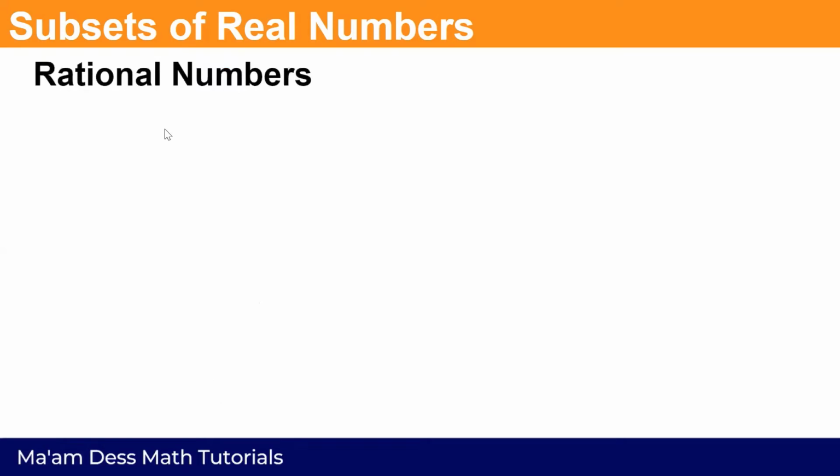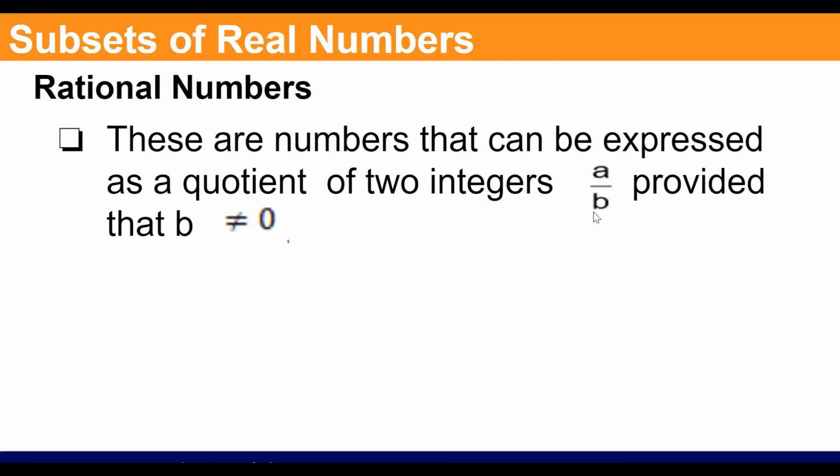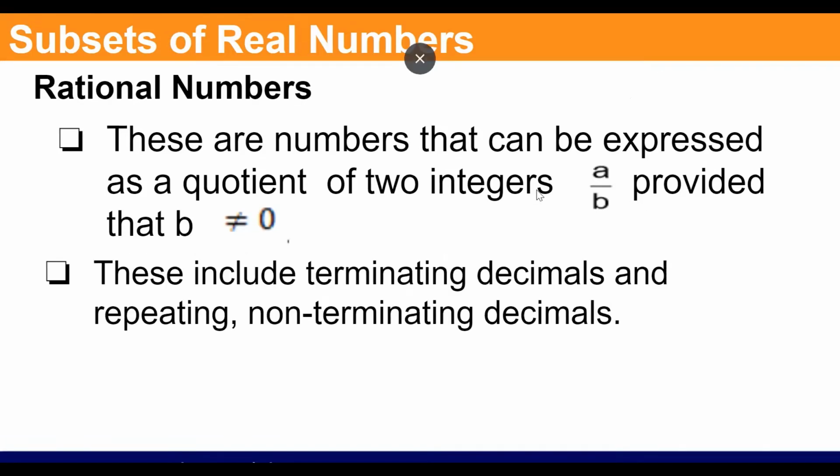Next one, rational numbers. These are numbers that can be expressed as the quotient of 2 integers, a over b, provided that b is not equal to 0. Ang ibig pong sabihin natin, ang rational numbers ay yung mga number na pwede nating isulat as fraction, and then yung denominator ay hindi po dapat 0. These include terminating decimals and repeating non-terminating decimals.